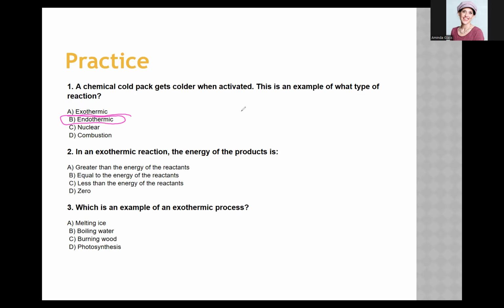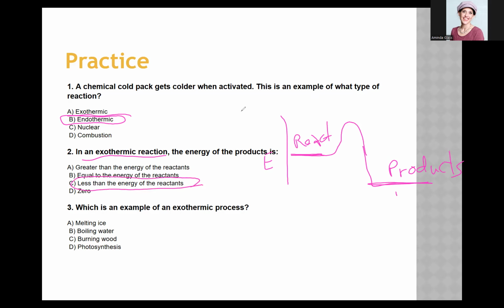In an exothermic reaction, the energy of the products is what? So remember, exothermic reactions release heat. So if you have your reactants, and then you have your activation energy, and this is your energy diagram, if it releases heat, the products need to have less energy than the reactants. So in an exothermic reaction, the energy of the products is less than the energy of the reactants.